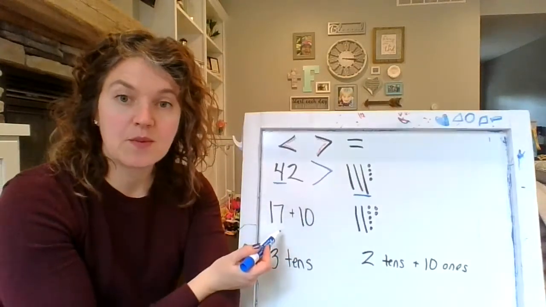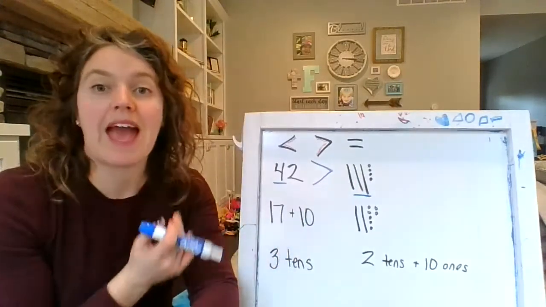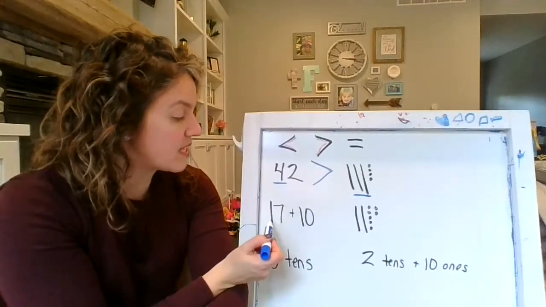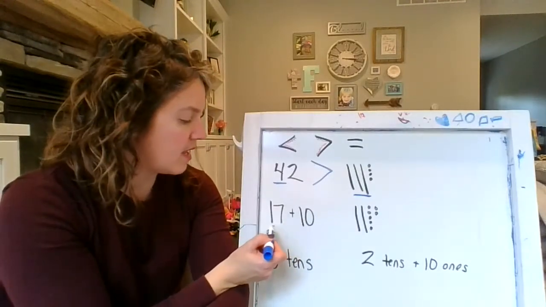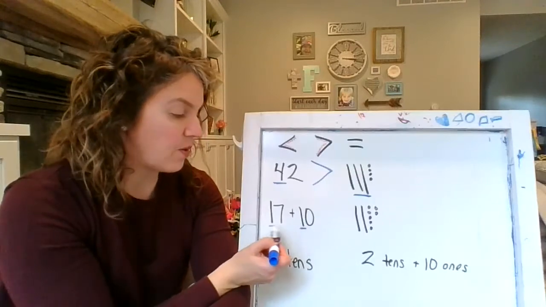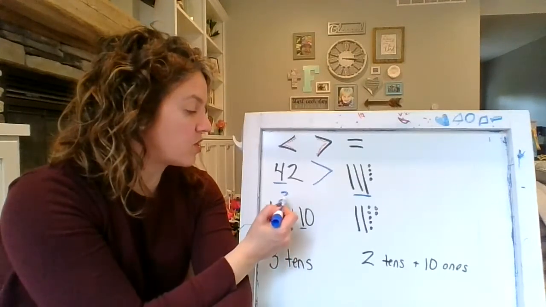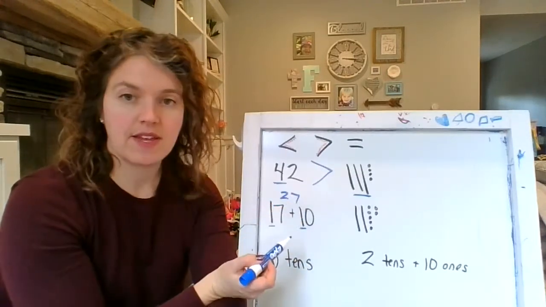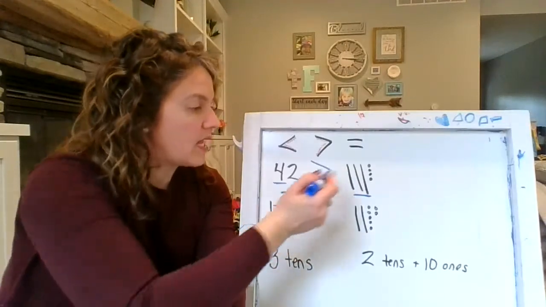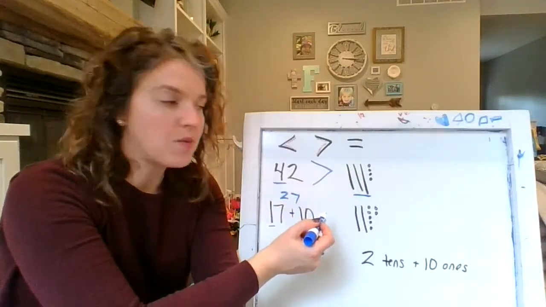Let's take a look down here. Well, we have to use our math brains when we added a group of 10. So if we have 17 plus 10, we're going to add those tens together, and that actually makes 27. 27 is less than, greater than, or equal to this number.